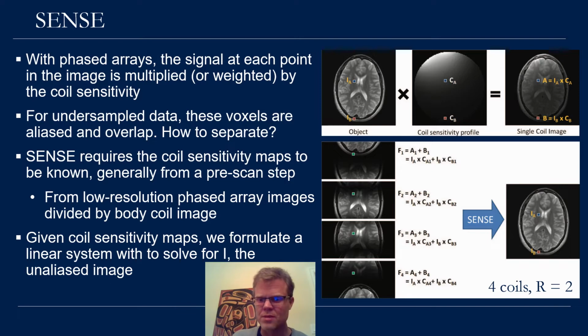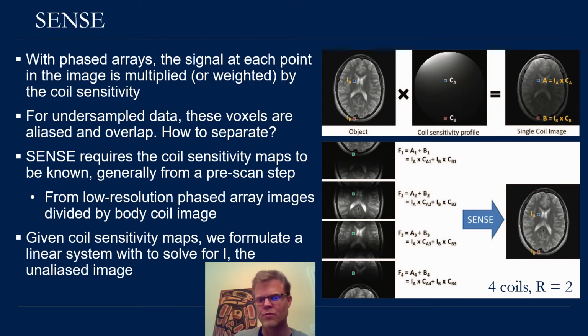And what you can see in the math here is that we have the signal intensities I that we want to recover at both of these locations, multiplied by the coil sensitivity profile for coil 1 at the top, coil 2 below, coil 3 below that, and coil 4. What you can start to see from this is that we now have an equation where these F's are 4 measured values.